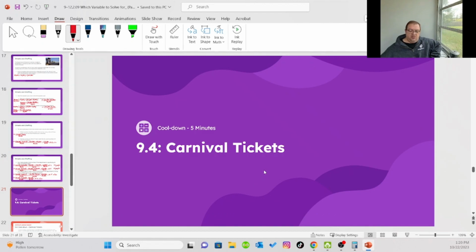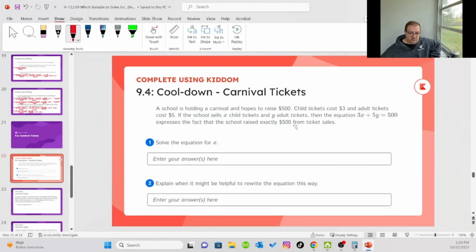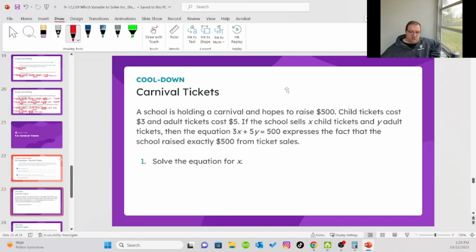So our cooldown is on Kidam. This is 9.4 carnival tickets. The school is holding a carnival and hopes to raise $500. Child tickets cost $3 and adult tickets cost $5. If the school sells x child tickets and y adult tickets, then the equation 3x plus 5y equals 500 expresses the fact that the school raised exactly $500 from ticket sales. Solve the equation for x.